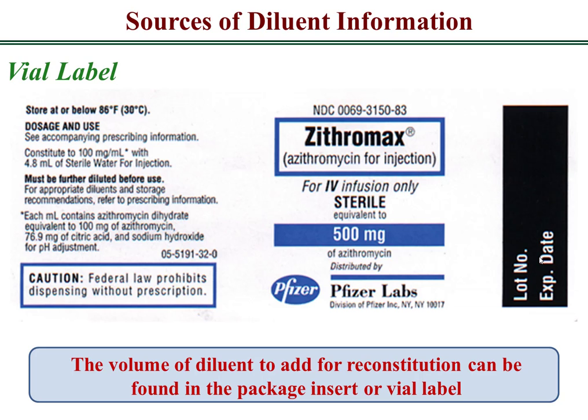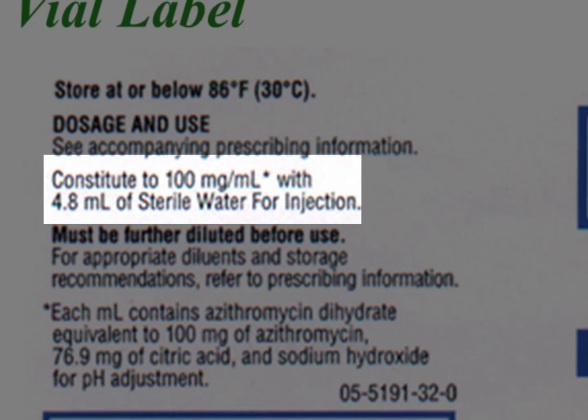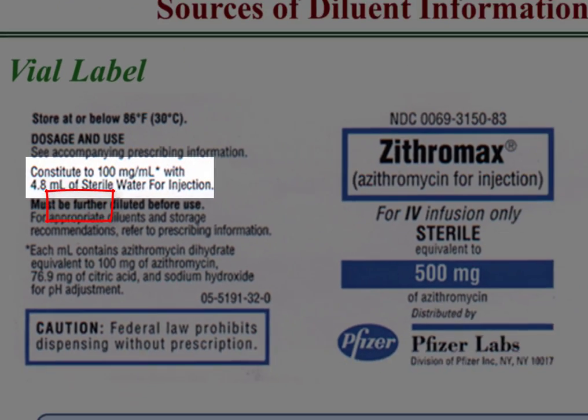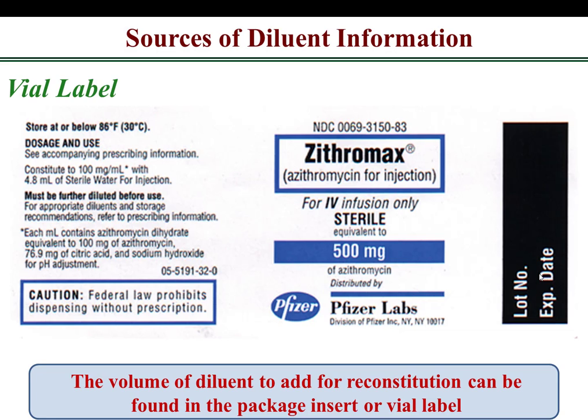So in this example where you have the Zithromax powder, it tells you on there to constitute to 100 milligrams per milliliter with 4.8 mL of sterile water for injection. So the volume to add has been given as 4.8 milliliters. Now, a few of us may already be curious and will note that this is a 500 milligram preparation. How do you then add 4.8 mLs and end up with 100 milligrams per milliliter? That's because the powder is contributing some volume, and in this case, I can tell it's 0.2, but we'll look at powder volume down the line.